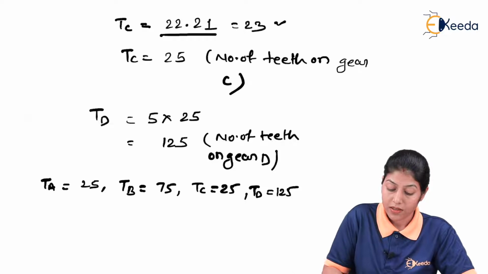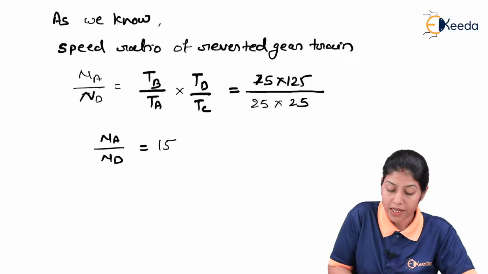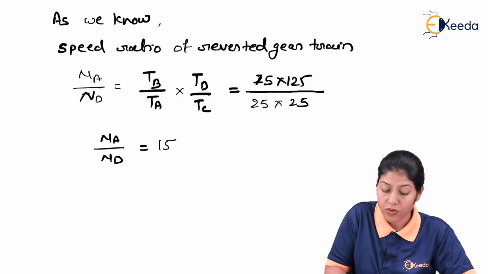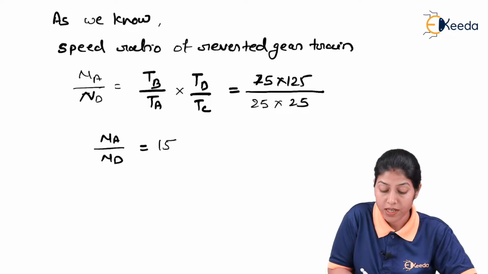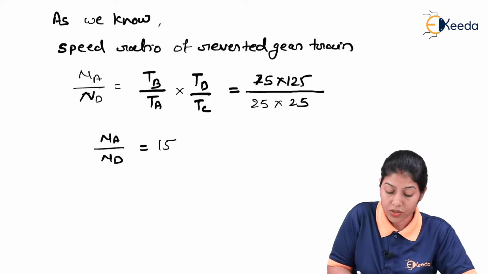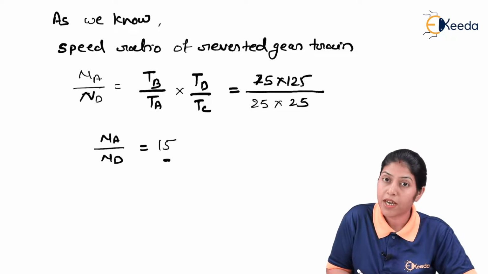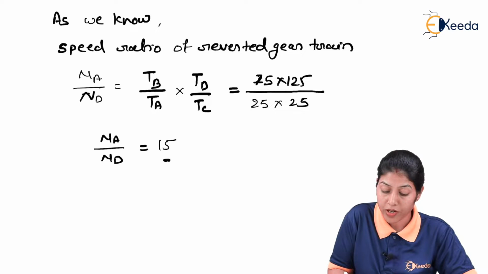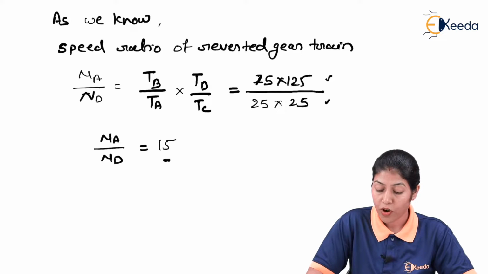If this equation NA by ND, after putting these values TB, TD, TA and TC, gives the same speed ratio which is given, it means that the assumption is feasible for this particular condition. So after calculation we are getting NA by ND equals to 15. So that assumption NA by NB is right for this particular calculation. It means we have the right number of teeth for each and every gear.